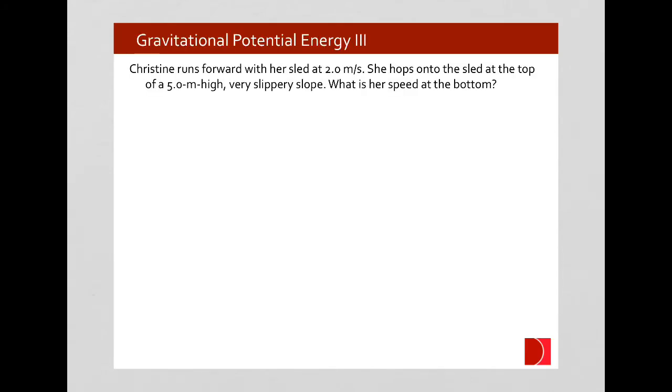Here we have a problem where Christine runs on her sled at 2 meters per second. She hops onto the sled at the top of a 5-meter high, very slippery slope. What is her speed at the bottom?